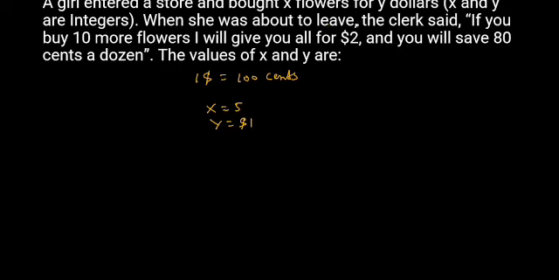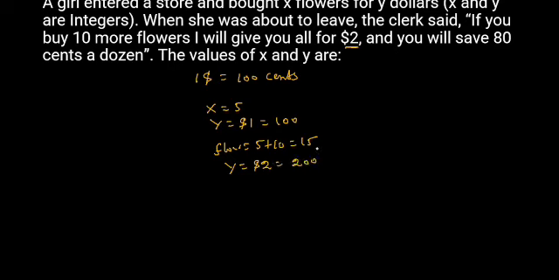Now the question says, when she was about to leave, if you buy 10 more flowers, I will give it to you for $2. $1 is equal to 100 cents. When she buys an additional 10 flowers, she will pay only $2. So the number of flowers is 5 plus 10, equal to 15. What is the spending she has done? Y is equal to $2, which is 200 cents.